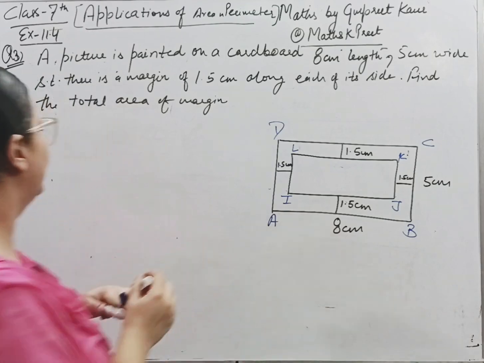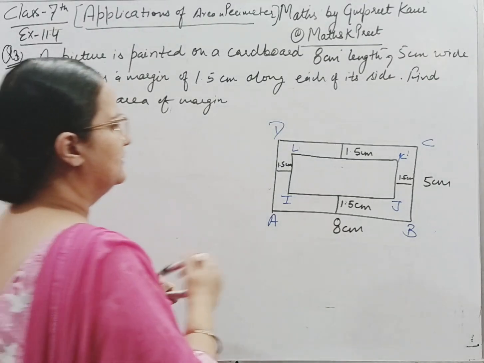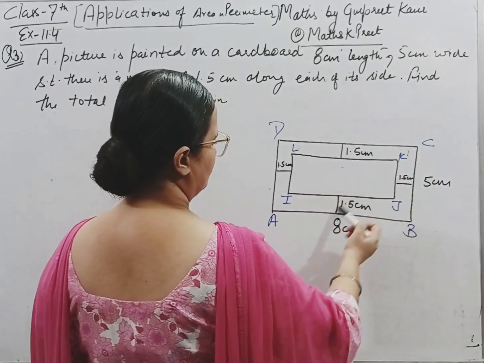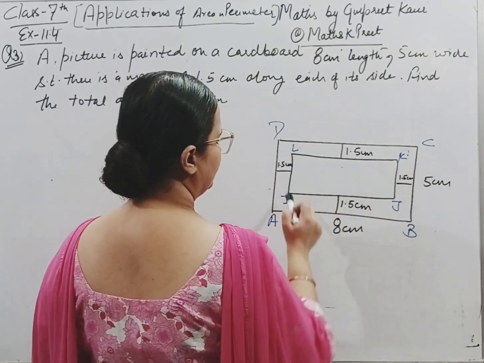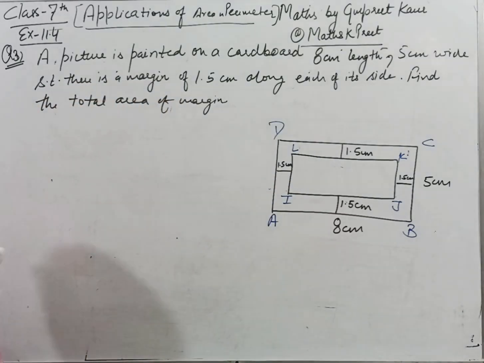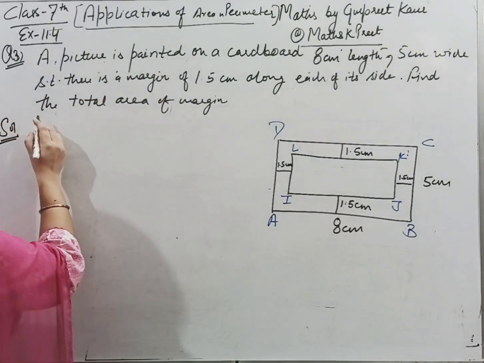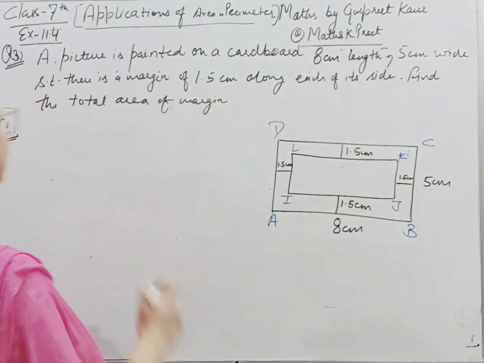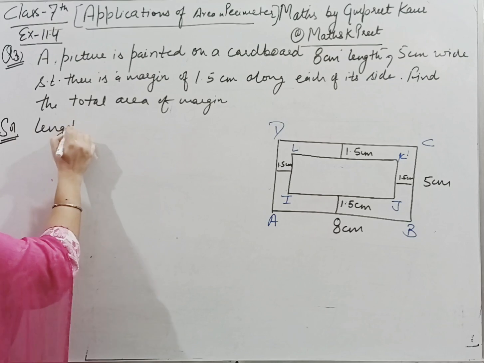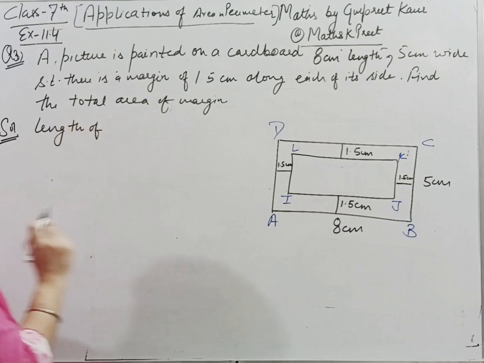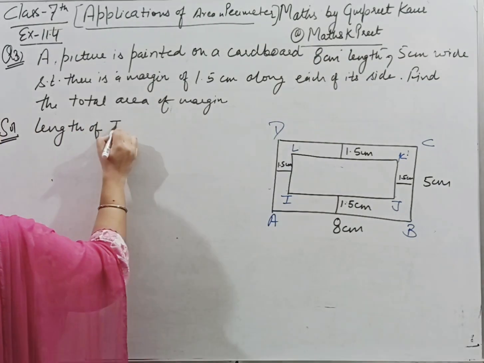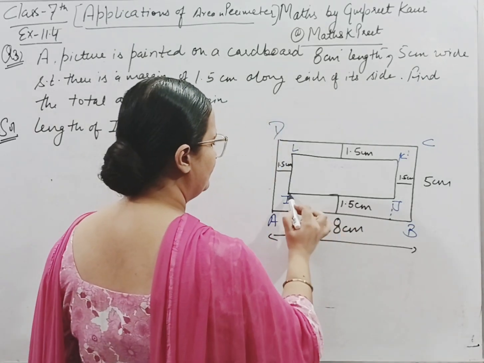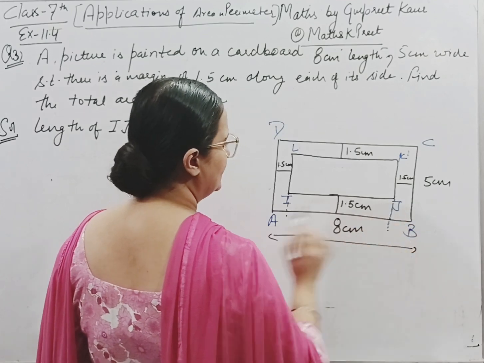I have to find the total area of the margin. Again, to get the total area of this margin, we will subtract from the area of ABCD the area of IJKL. So this is the solution here. First write the lengths and the breadths of the figure, that are 2 here. So length of the rectangular figure, which I have to take IJKL, length of IJKL. What is this length? It is 8 centimeter, but I have to find this much length for IJKL.